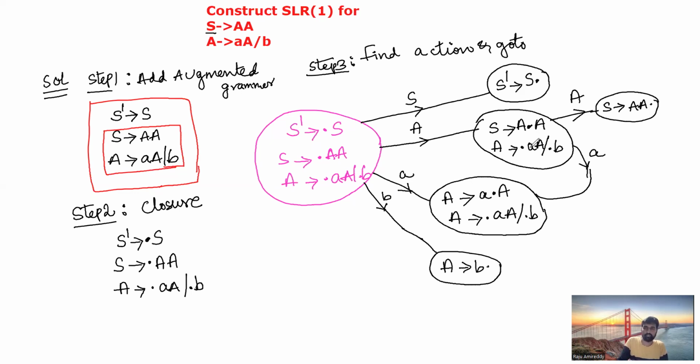Why? A tends to small a will become a dot A. Again with this capital A, we can write the values of this one. So that's why this small a will become the same, so you need not write again. So for this small a, we are going to have A tends to a dot A. Again for this A, this is a way to write this one. Now what about this small b? This small b will become A tends to b dot.